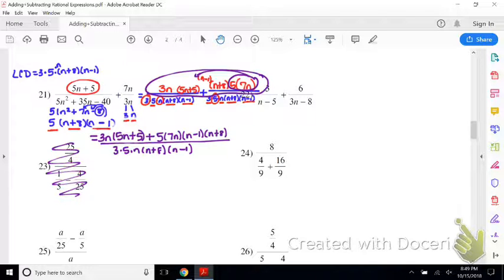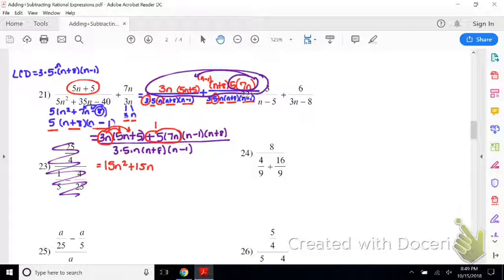So for the first part, we have 3n, and we're going to distribute that. So we got 3n times 5n, which is 15n squared. And we got 3n times plus 5, which is 15n. But then be careful, because here I have a positive 5 times 7n, which is really a positive 35n. And we're going to distribute that. So 35n times n. Ooh.